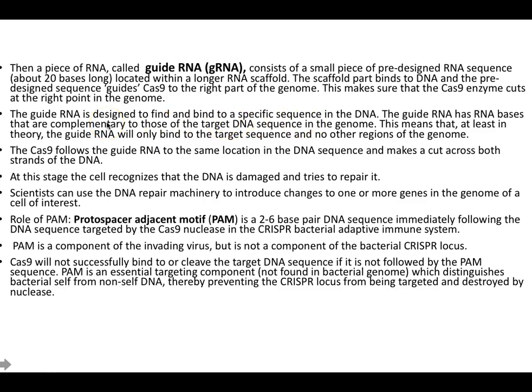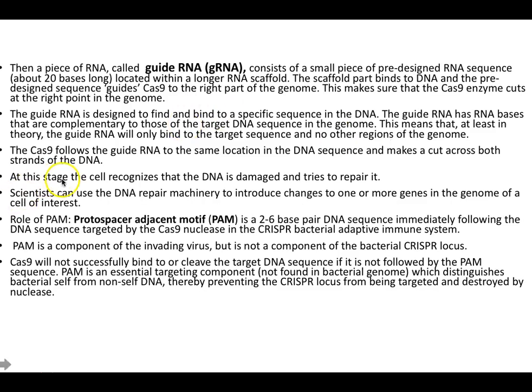The RNA bases are complementary, right? A binds with U, G binds with C. And so, in theory, guide RNA will only bind to the target sequence and none of the other regions of the genome. That's a big piece that CRISPR is very good at: guiding the nuclease to a very specific gene on a very specific chromosome, and that specificity is what makes it so exciting.